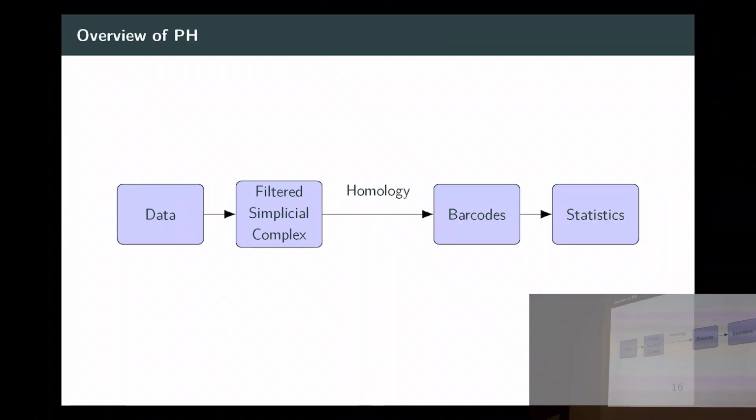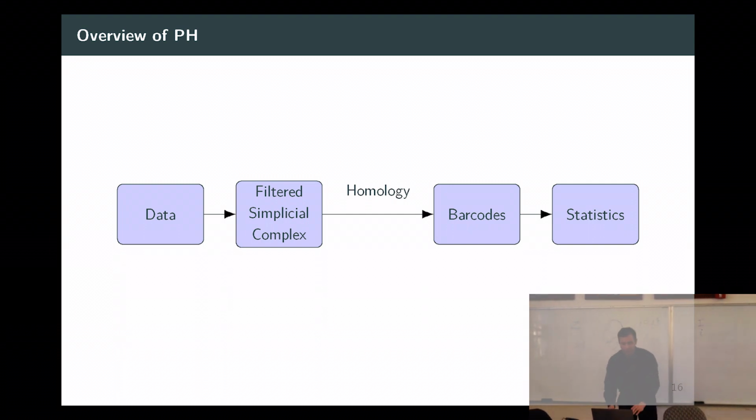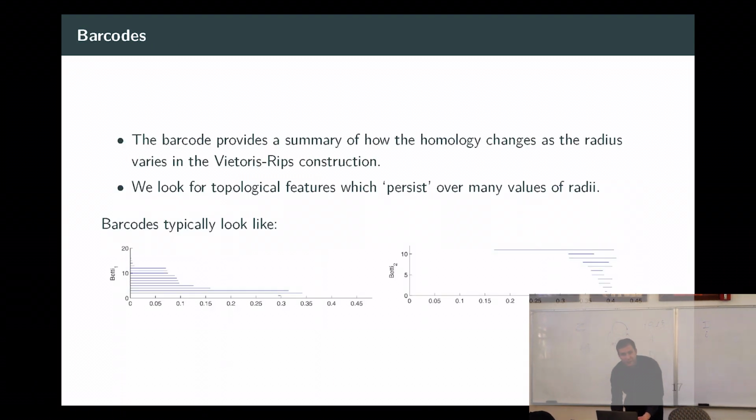So that was a processing demo. I want to give you a little more information about what this stuff on the right is. It looks like a barcode, and so we call it a barcode. The barcode provides a summary of how homology changes as the radius, as the parameter, changes.